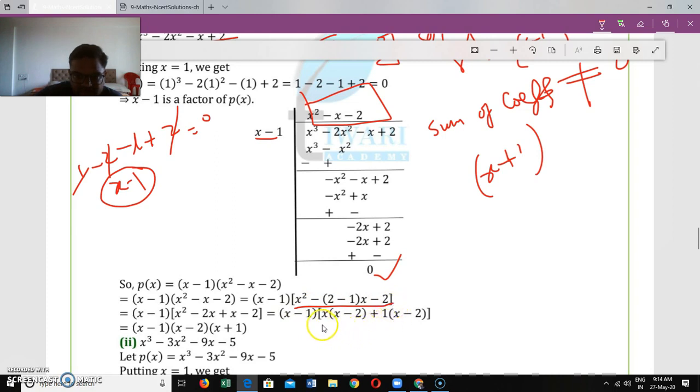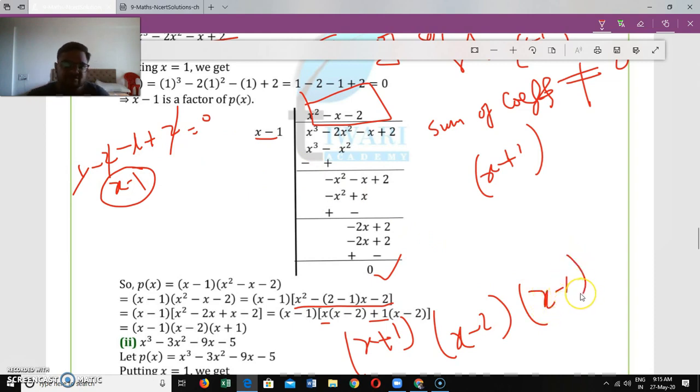So we are left with x minus 1, sorry, x plus 1. Then we have x minus 2. And in the beginning, when we checked with the sum of the coefficients, we got x minus 1. So we have a total of 3 main factors for the given polynomial: x minus 1, x plus 1 and x minus 2. I hope you're understanding.